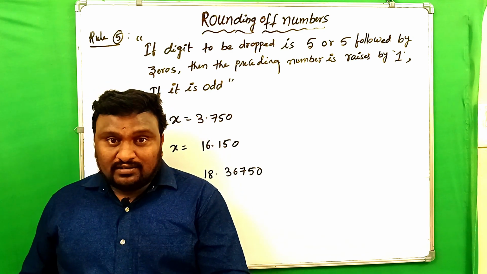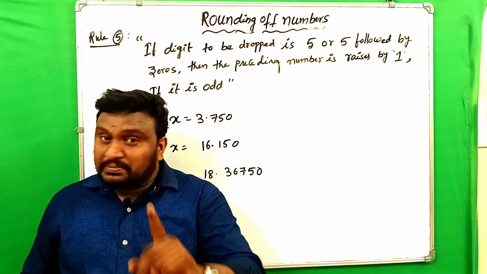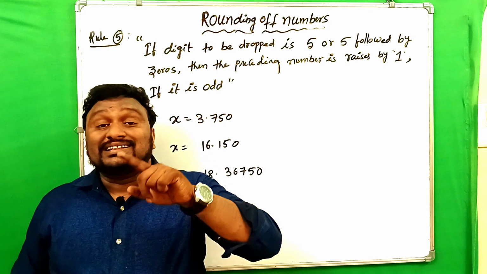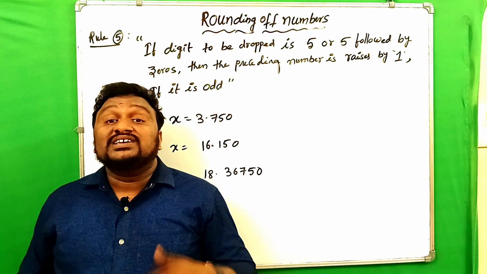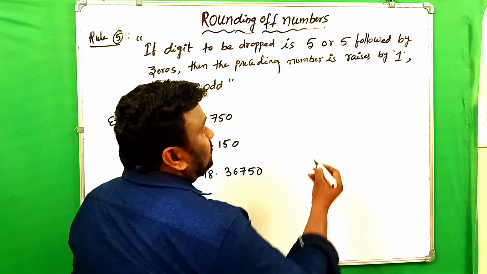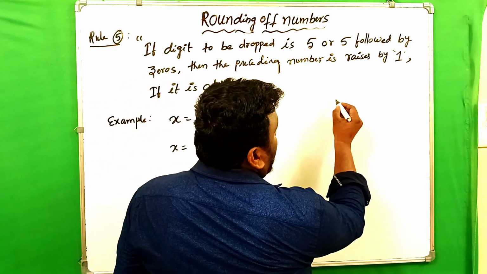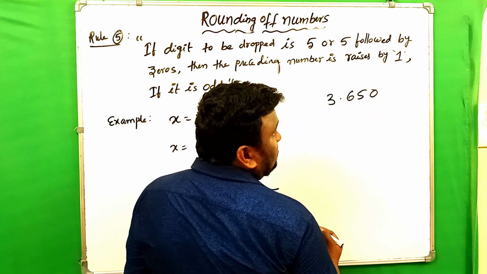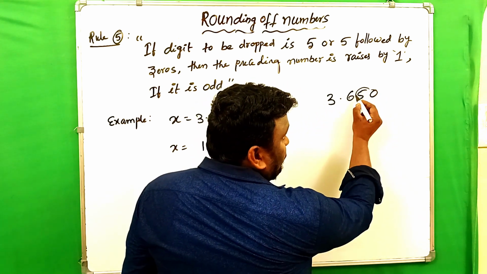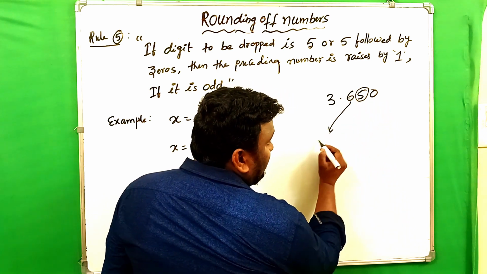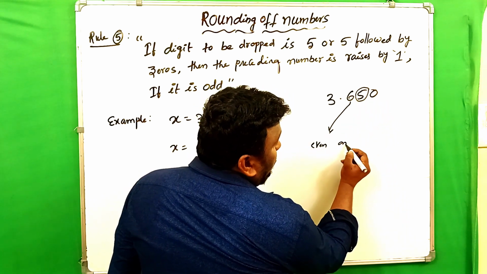If it is even, there is no change to the preceding number. If it is odd, then the preceding number is increased by 1. Look here now, for example 3.650. Here the 5 is going to be dropped. Now we have to check whether 6 is even or odd.